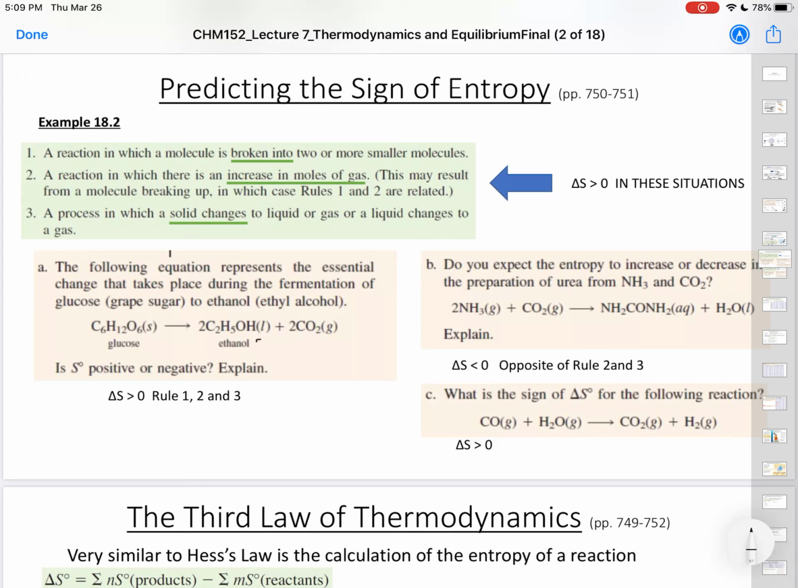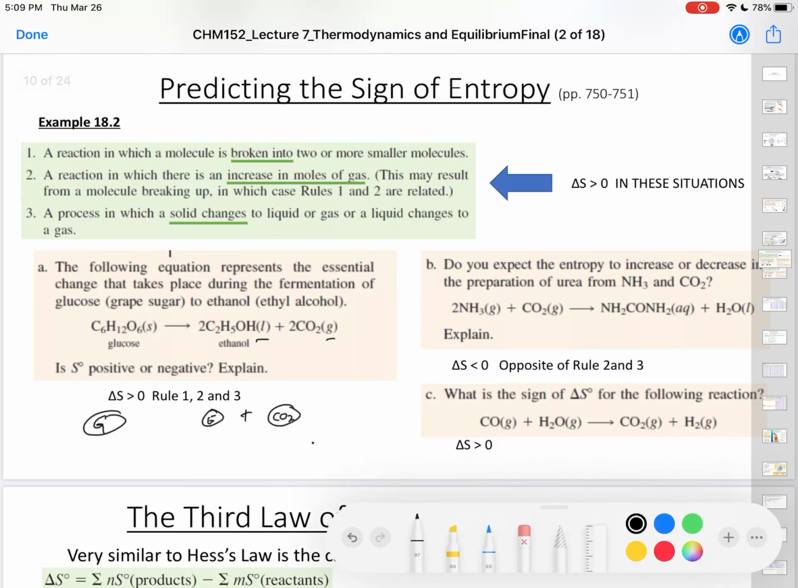Okay. A, you have glucose. It's a solid. Okay. And it becomes ethanol, liquid, and carbon dioxide, gas. Okay. So based on our rules, is entropy negative or positive? In this particular case, delta S is positive. Let's look at rule 1. You have a large molecule becoming 2 smaller molecules. You have glucose, and it's becoming ethanol and carbon dioxide. Okay? So in this particular case, rule 1 says it should be positive.